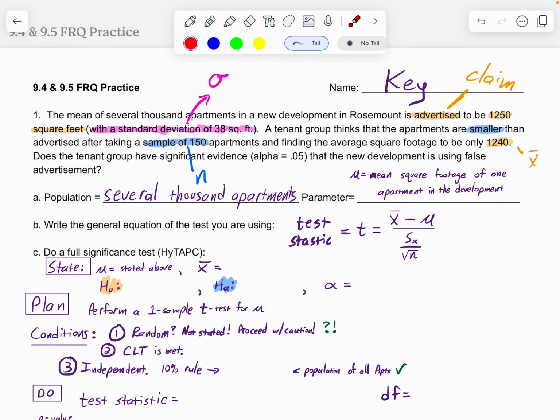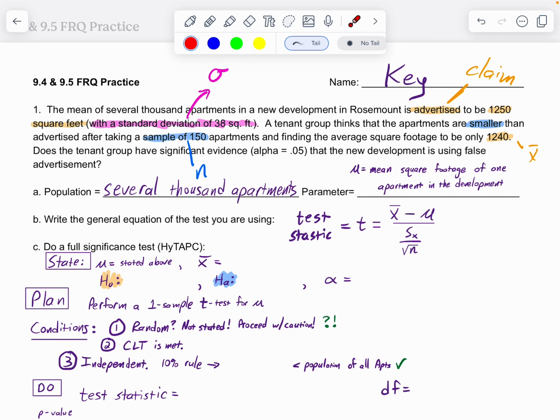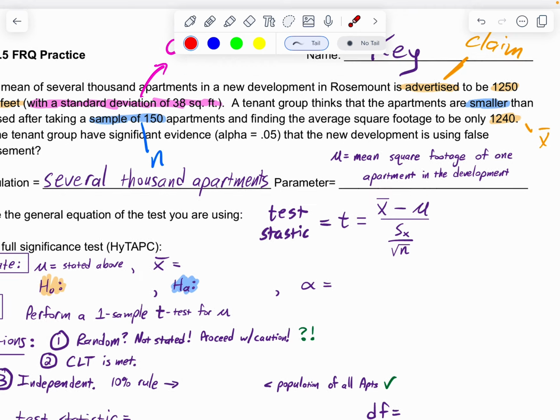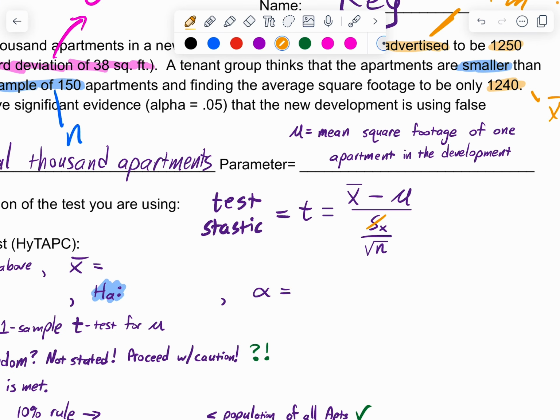Now, one little clarification here. If you know sigma, then technically you would use sigma here, okay? But for the purposes of this homework and just where we're at in the chapter, I'm going to proceed by using S sub x and carry it out because there's a lot to learn from this. But technically, if we do know sigma, this would become sigma, okay?